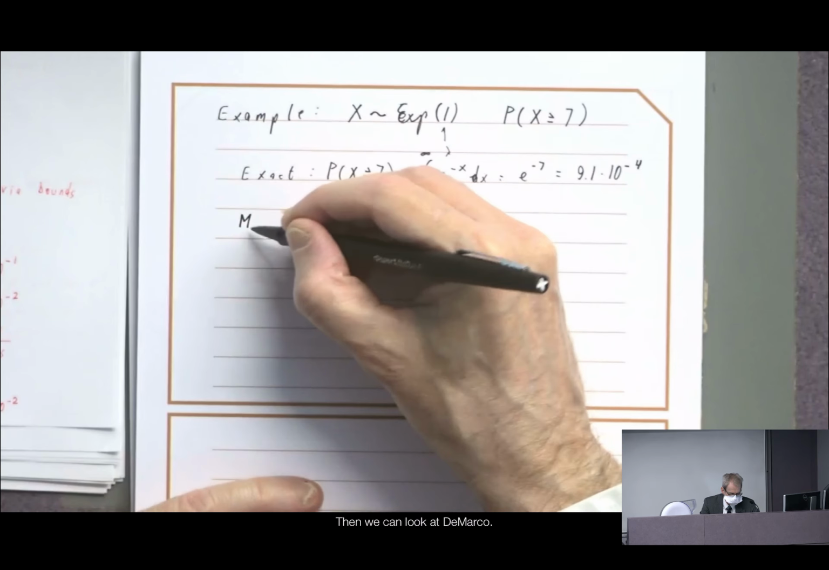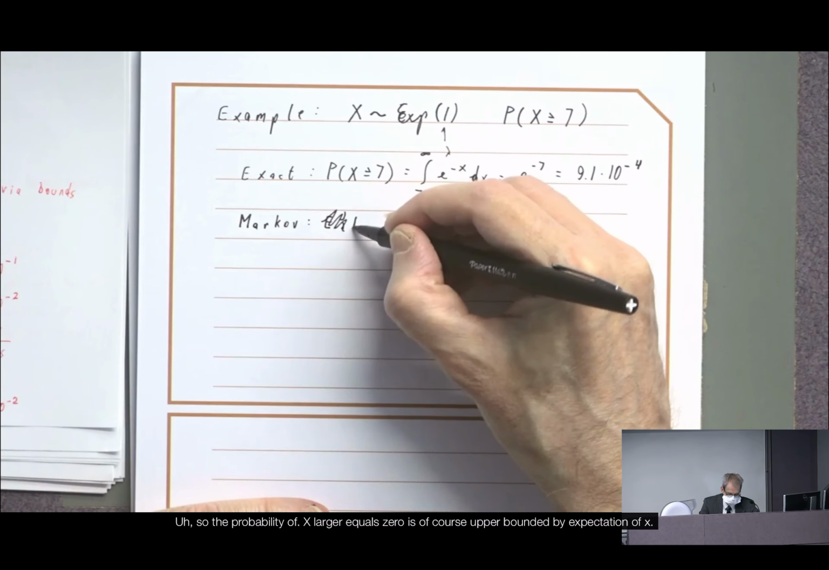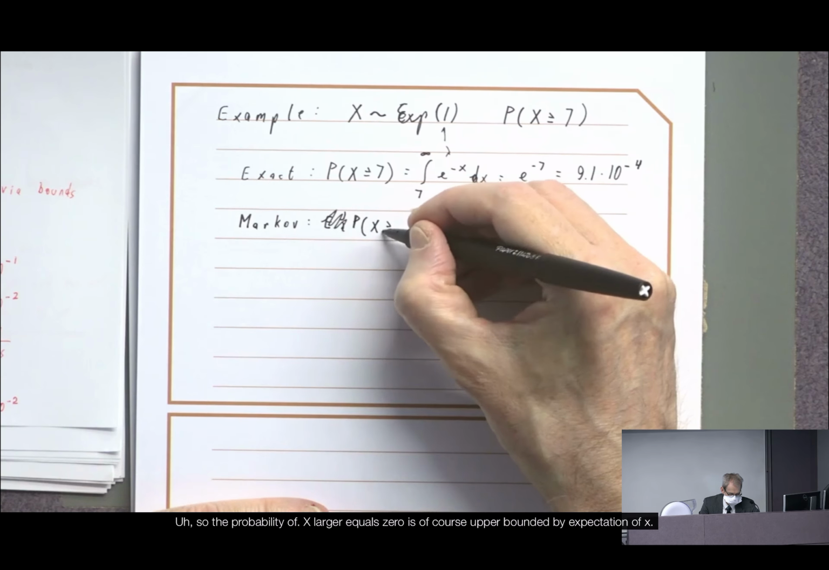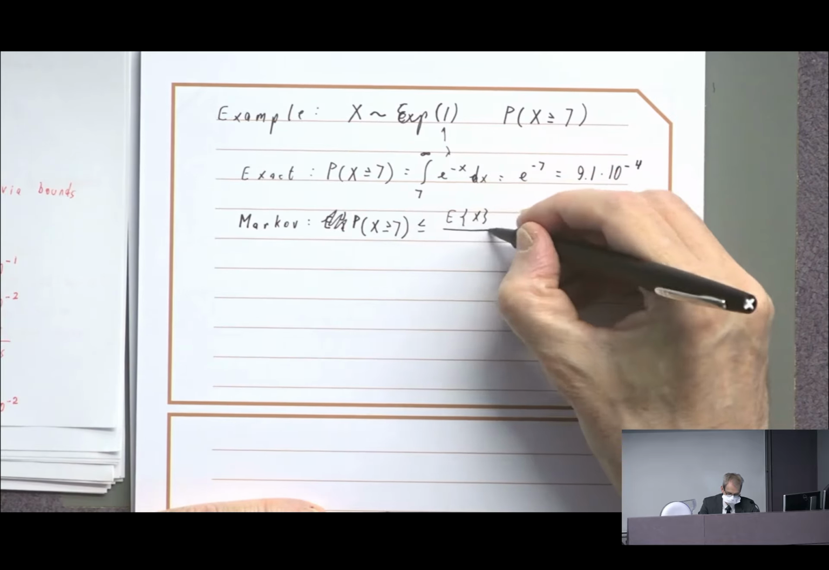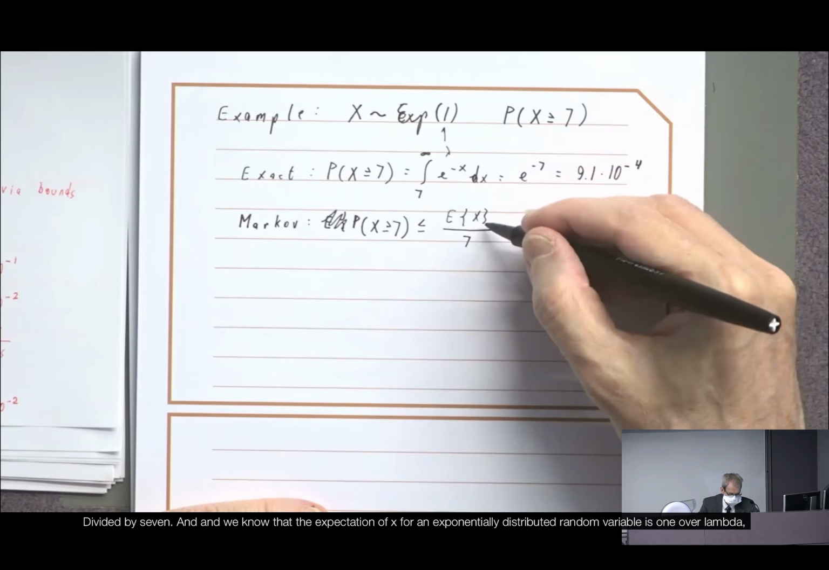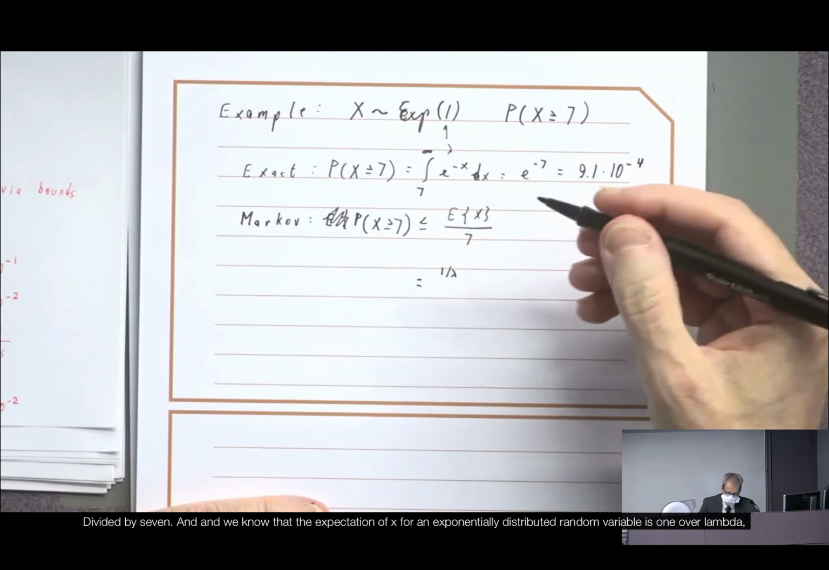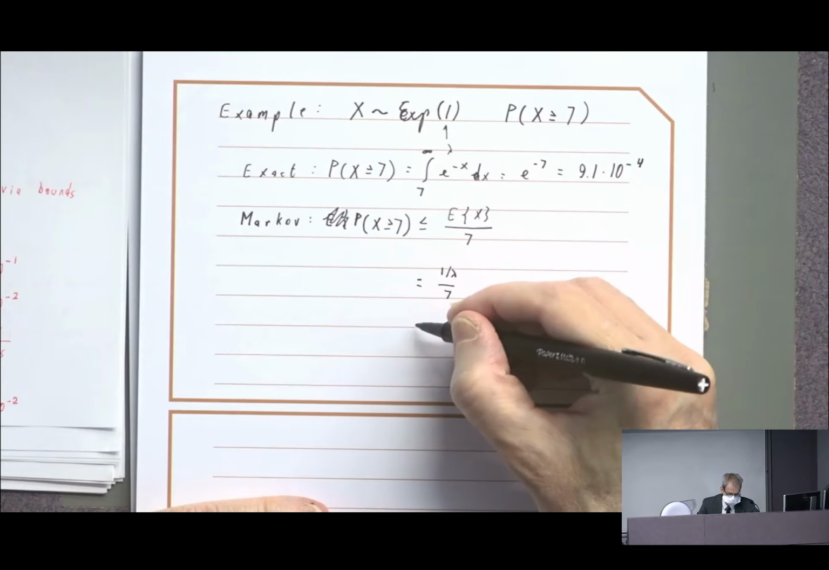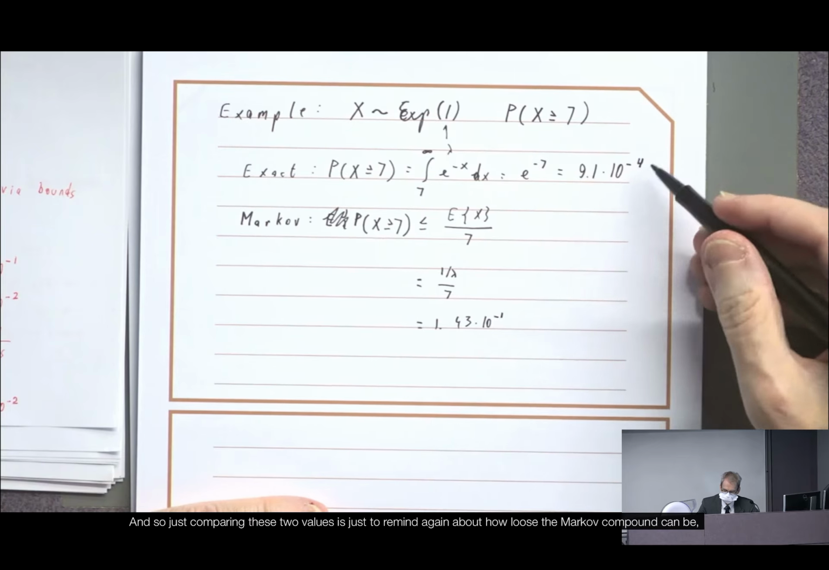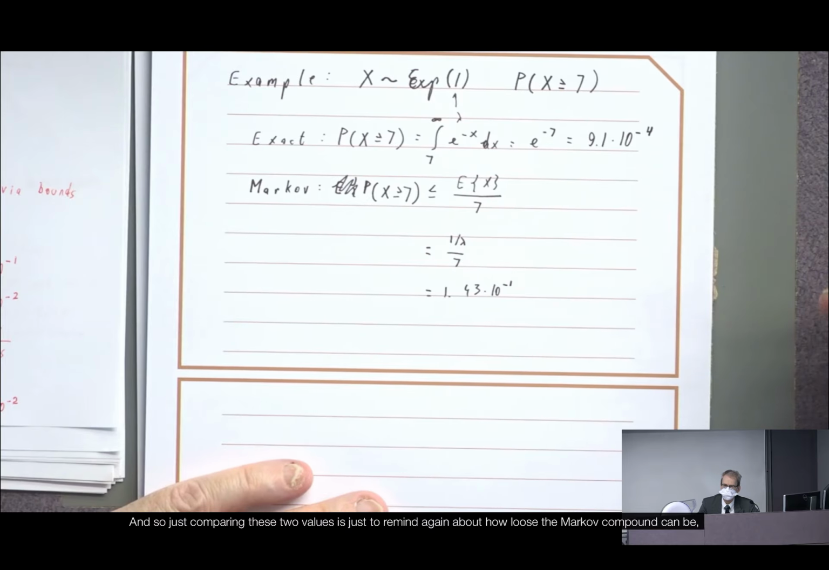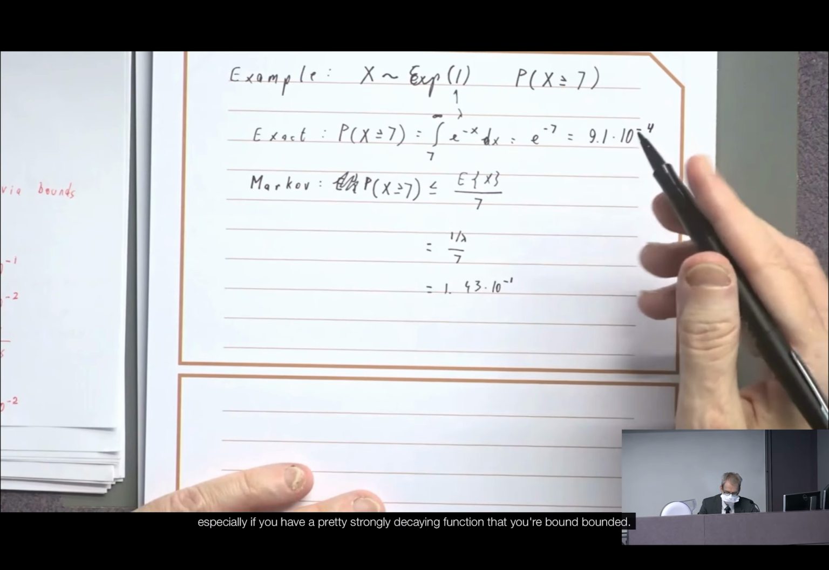Then we can look at the Markov bound. The probability of x larger or equal to 7 is, of course, upper bounded by the expectation of x divided by 7. And we know that the expectation of x for an exponentially distributed random variable is 1 over lambda, which in our case is just 1, divided by 7. That is therefore 1.43 times 10 to the power of minus 1. Just comparing these two values is a reminder again about how loose the Markov bound can be, especially if you have a pretty strongly decaying function that you're bounding.